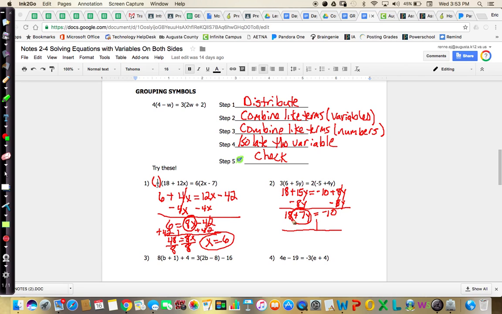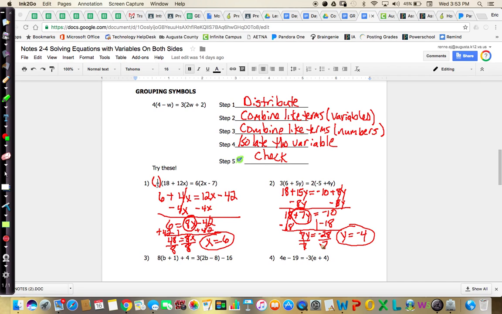Now I want to get rid of 18, so I have to subtract 18 to make it equal 0. 18 minus 18 cancels, and I'm left with 7y equals negative 10 minus 18. Be careful here. This is actually negative 28. And the opposite of multiplication is division, so we're going to divide both sides by 7. And the answer, of course, is y equals negative 4.